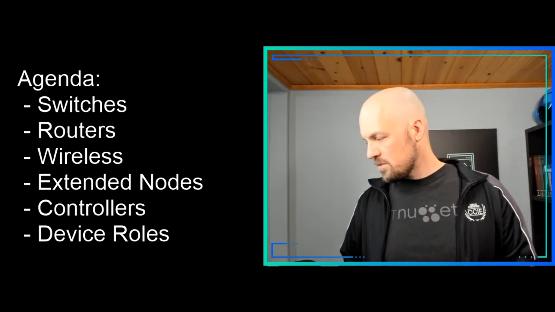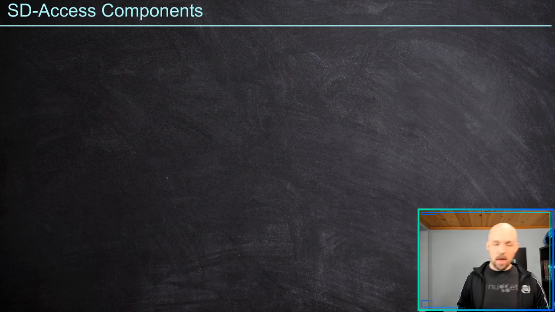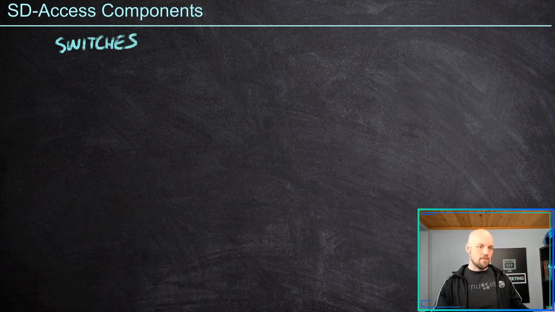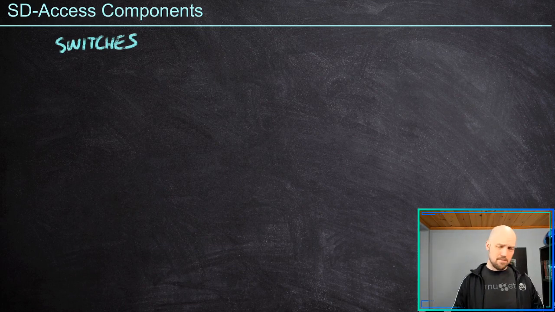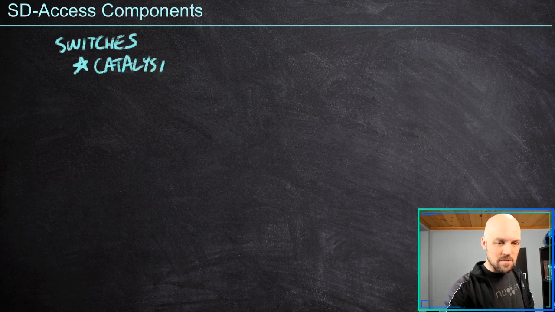Okay, so without further ado, let's dive into this conversation. We said we're going to start with switches. When it comes to switches and what's covered from an SD-Access perspective on Cisco's portfolio, a lot of this is going to come down to one platform. You all probably already know what I'm going to say. These Catalyst 9000s, or sometimes they're called Catalyst 9Ks.